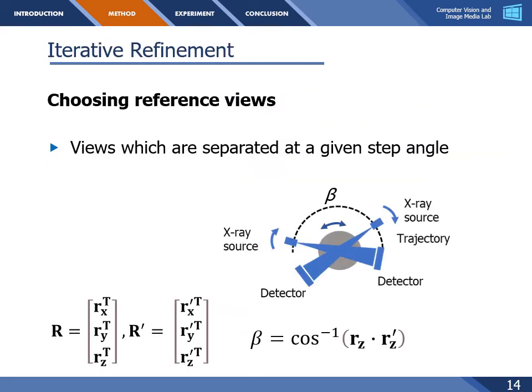The reference views are chosen such that they are separated by a given step angle beta. The step angle beta is computed as follows. Suppose that R and R' are the rotation matrices of two distinct views respectively. Rz and R'z are the third row of these matrices. We take the dot product and then apply arccosine to find the angle between these two vectors and consider it as the step angle beta.